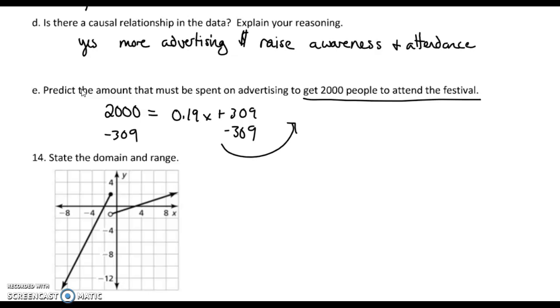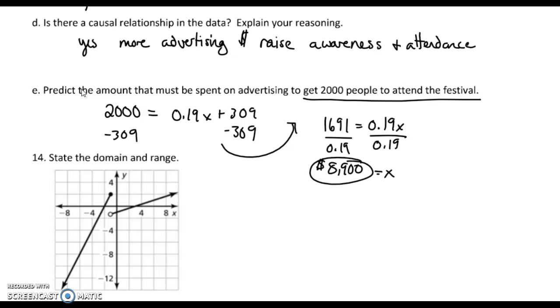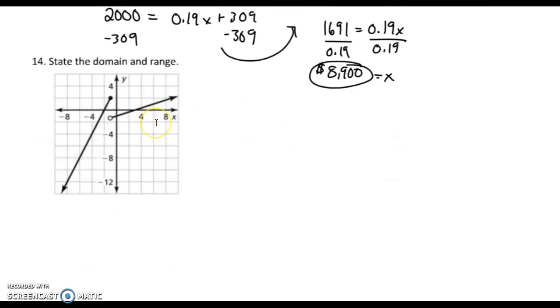All right, so now to solve, I'm going to subtract the 309 first. So 2,000 minus 309 is 1,691. And then I'm going to need to divide by 0.19. All right, and that gets me 8,900. So basically, $8,900 would have to be spent on advertising to get 2,000 people to attend this festival.